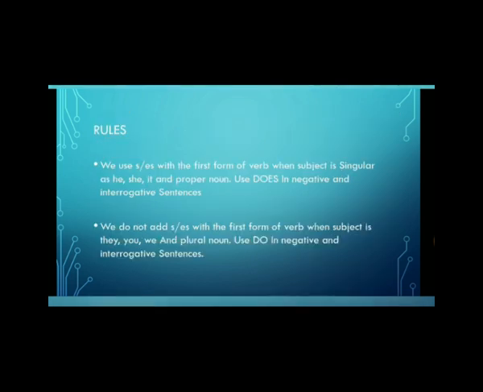Now let's have a look at the rules of the present indefinite tense. The first rule is, we use s or es with the first form of the verb when the subject is singular, as he, she, it, and proper noun. We use does in negative and interrogative sentences. Next point is, we do not add s or es with the first form of verb when subject is they, you, we, I, and plural noun. Use do in negative and interrogative sentences.